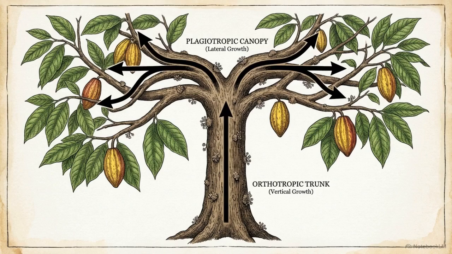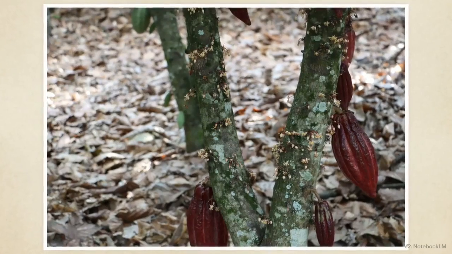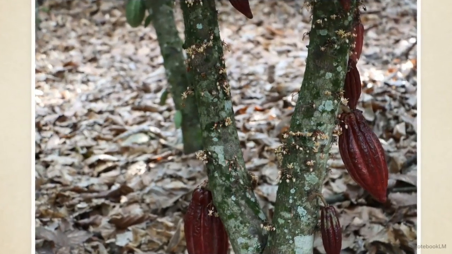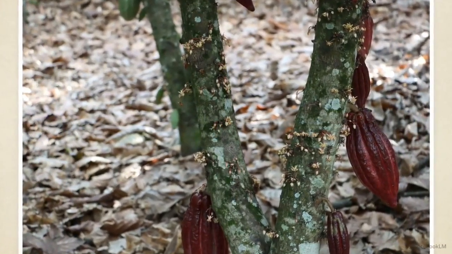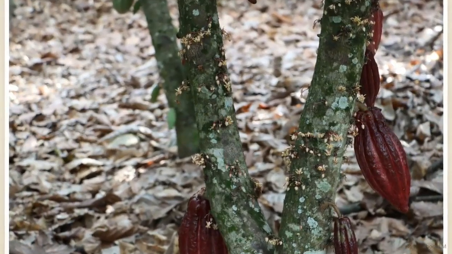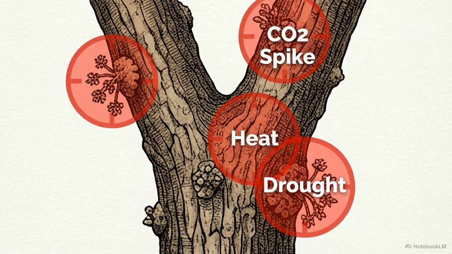Cacao grows through a specific anatomical dimorphism. The plant extends straight upward in an orthotropic phase before branching out laterally to form a plagiotropic canopy. It also relies on caulescent flowering. Instead of blooming on young stems, pods erupt directly from the mature bark of the main trunk. Because of this specialized architecture, single variable climate models fail. Evaluating cacao's survival requires mapping exactly how compounding stressors interact to degrade these specific structures.